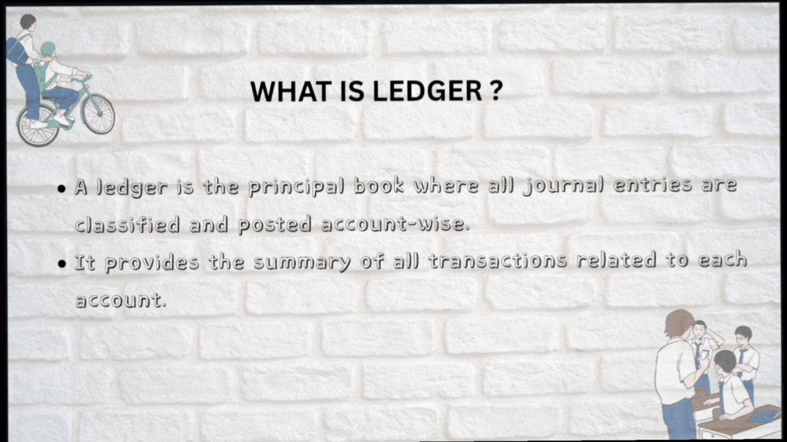So instead of looking through pages of journal entries to find all the cash transactions, we will make one dedicated cash account. The same goes for rent account, capital account, salary account, and other accounts. It will make it easy to check how much money we spent on rent, how much salary we paid, how much cash we have left, etc. So in a business, a ledger is very, very important.